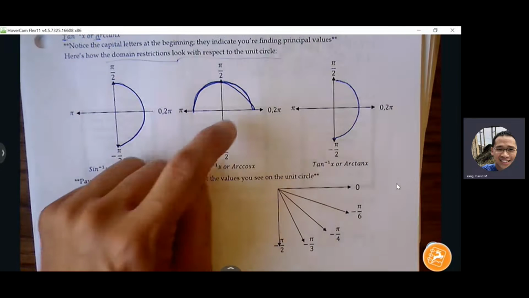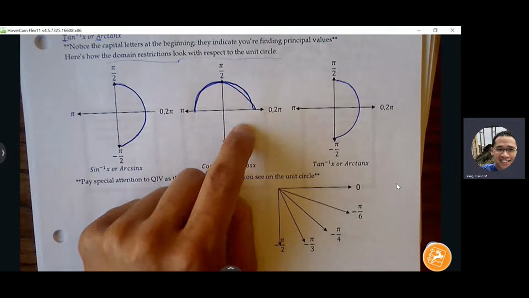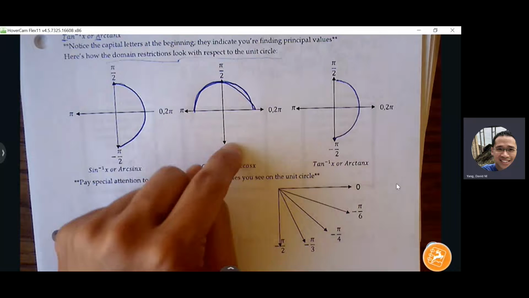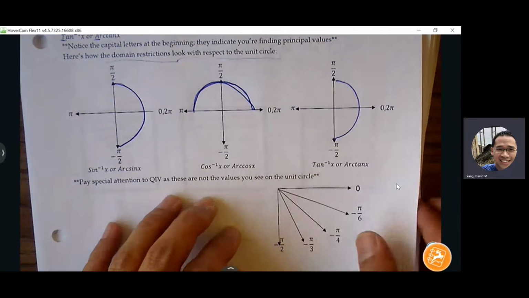Okay, so the reason why cosine is not first and fourth is because cosine is positive in the first and fourth quadrant, so we're not able to get the full spectrum of values. So first and second. Okay. All right.